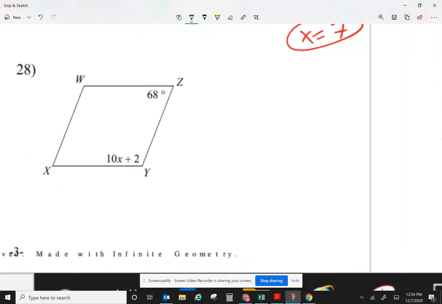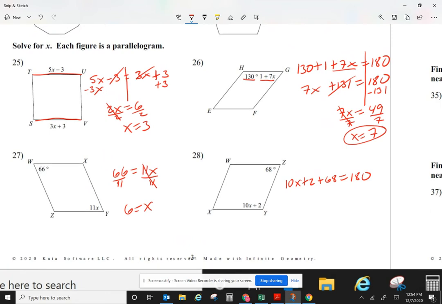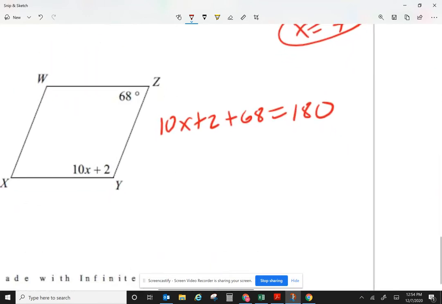Here, I'm going to say 10x plus 2 plus 68 is equal to 180. Now here, the angles are adjacent. Let me zoom out a little. Question number 28 kind of looks like number 26. Those two angles are adjacent. Question 27, the angles were opposite. All right, let me zoom in again.